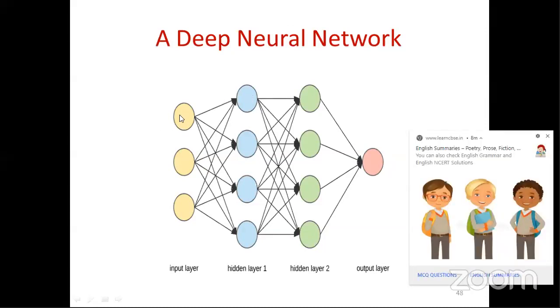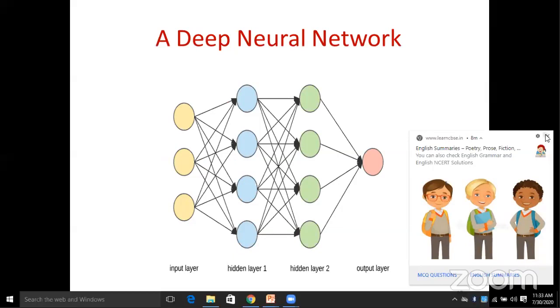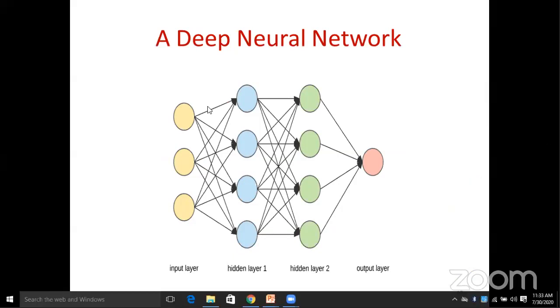You have got the inputs x1, x2, x3, three inputs. Then the first one, the blue one, 1, 2, 3, 4. This is called a hidden layer because these layers are not visible to you. That's why we call it a hidden layer. This hidden layer has 4 neurons: one neuron, two, three, four.